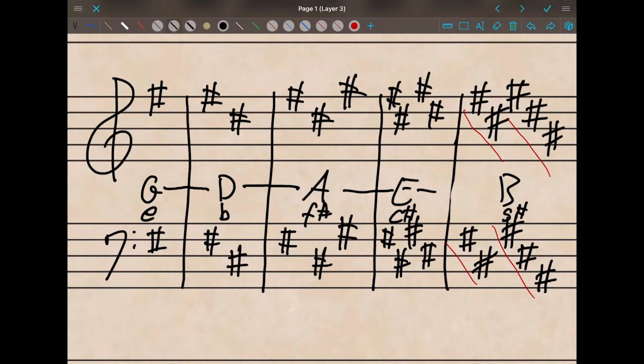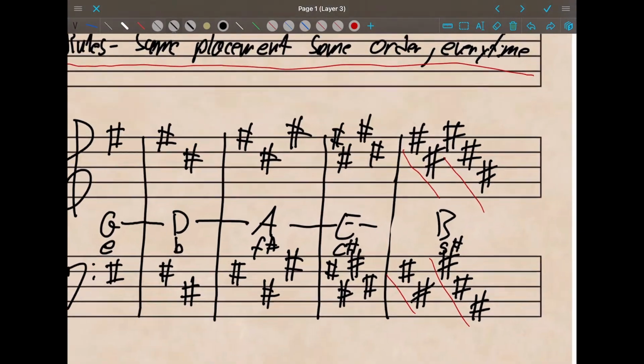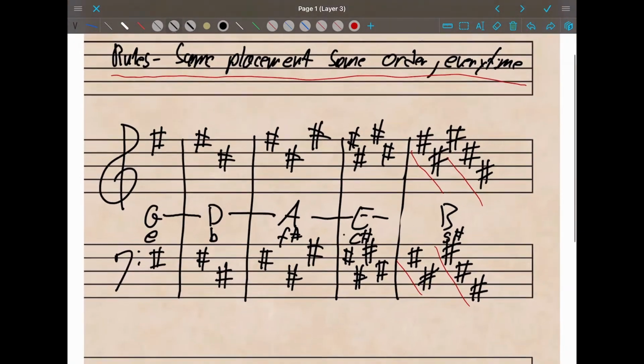How do I know that? Where does that minor come from? It actually comes from the 6th scale degree.